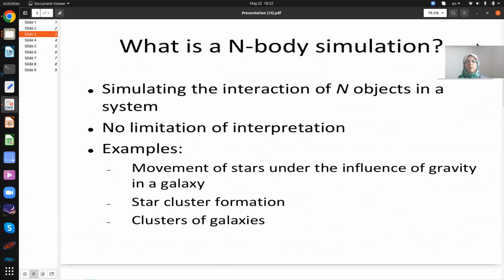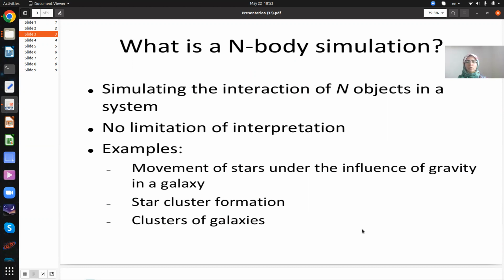But what is n-body simulation? Simulating the interaction of n objects in a system, with no limitation of interpretation. Examples are the movement of stars under the influence of gravity in a galaxy, star cluster formation, and clusters of galaxies.